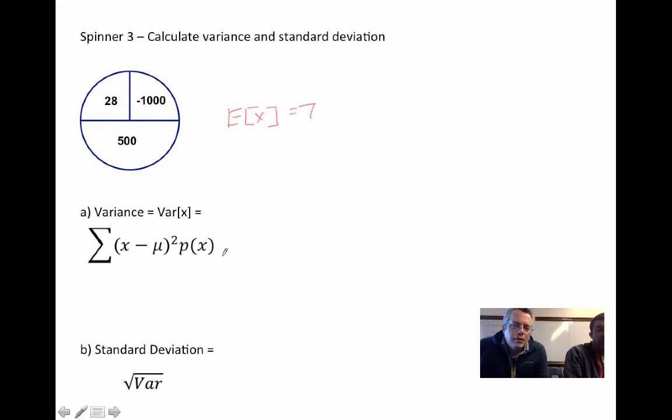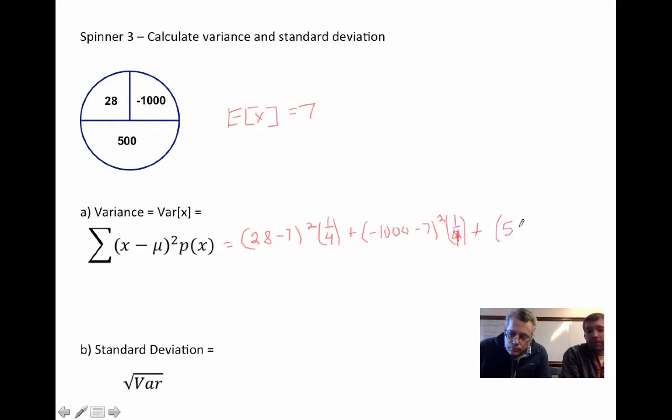So here we have, I'm going to start this already: 28 minus 7 squared times 1/4, plus negative 1,000 minus 7 squared times 1/4, plus 500 minus 7 squared times 1/2.